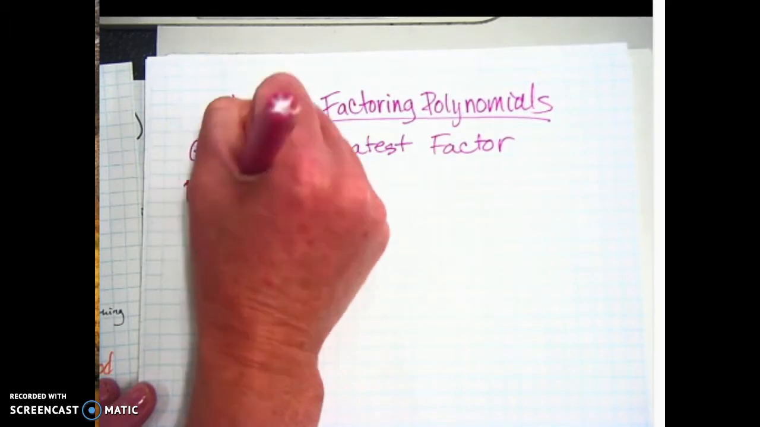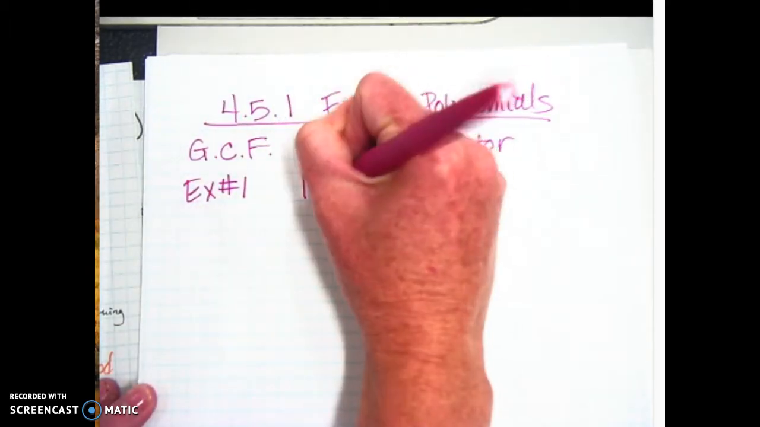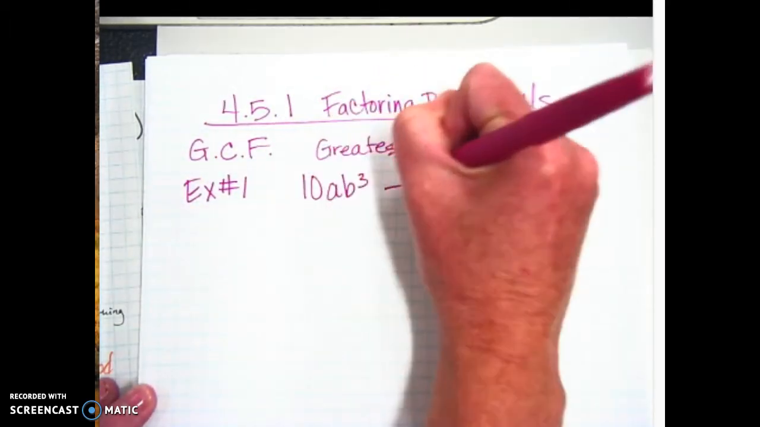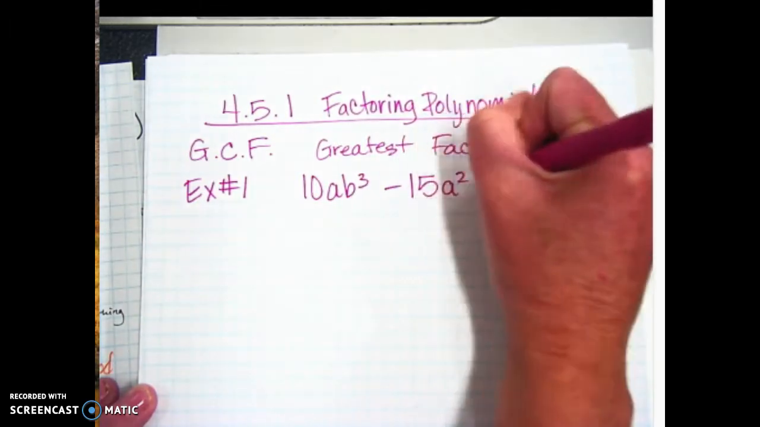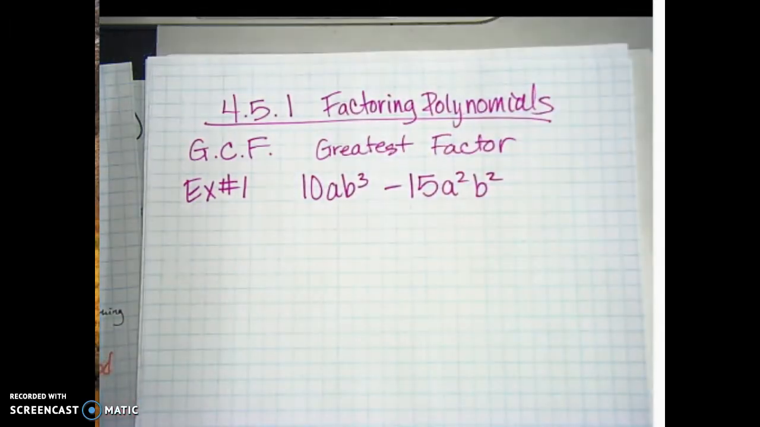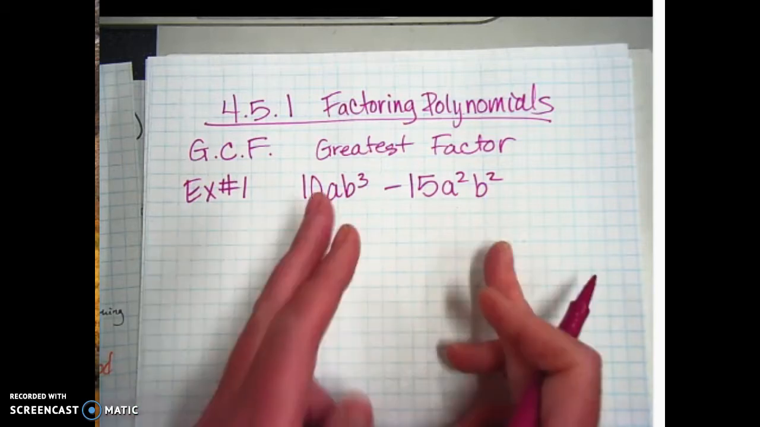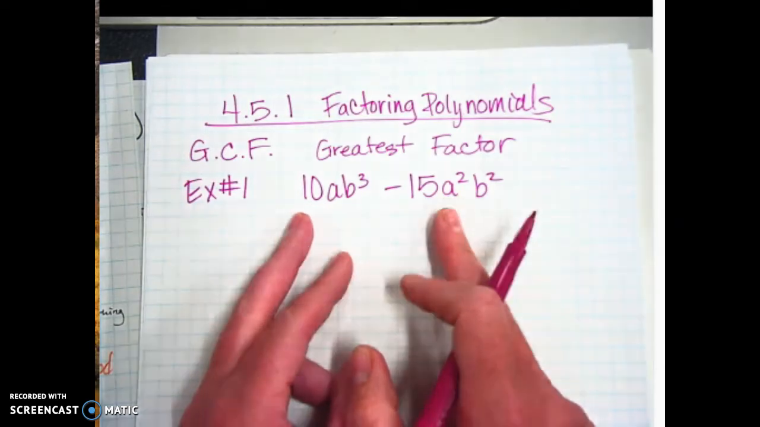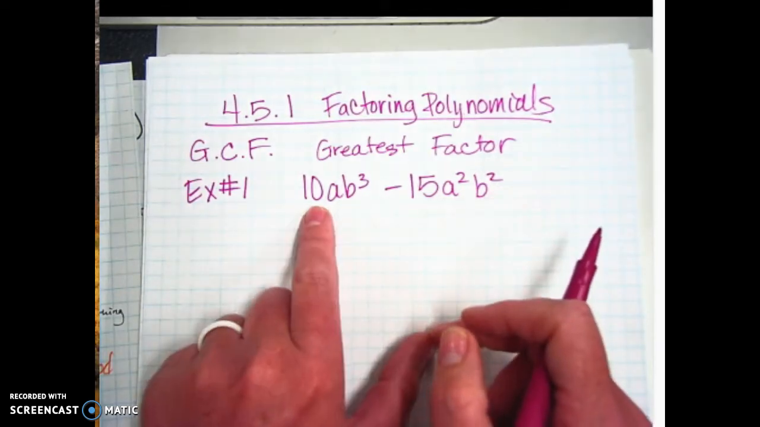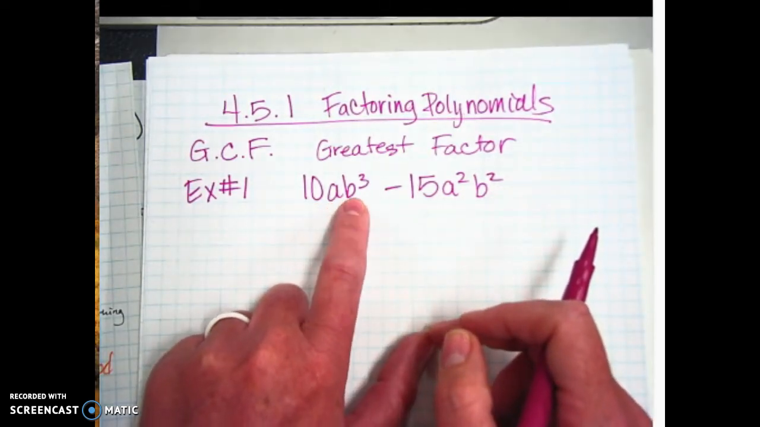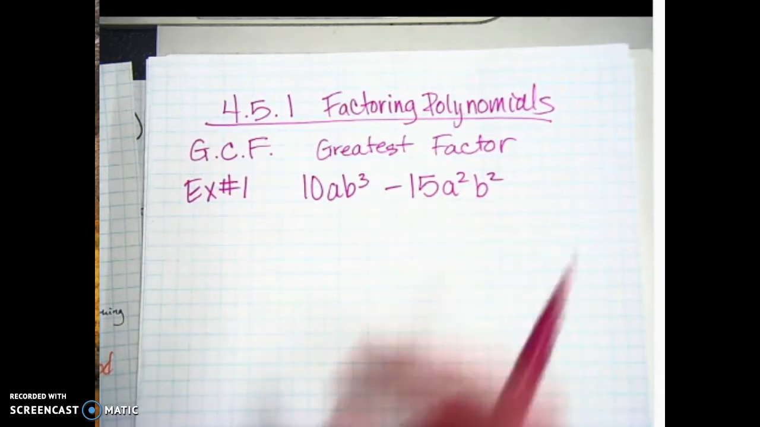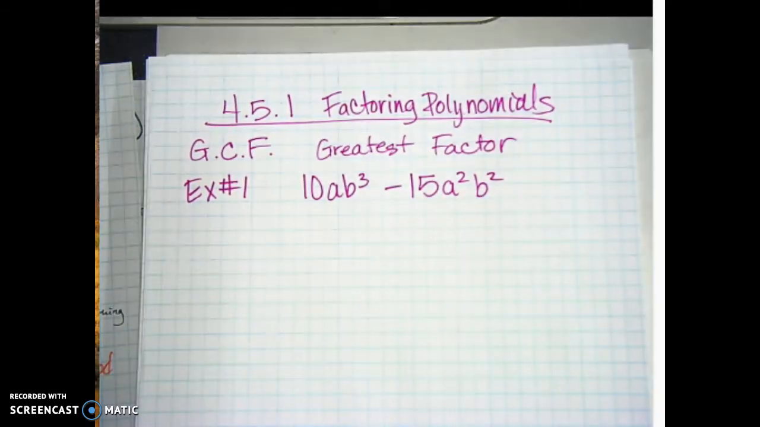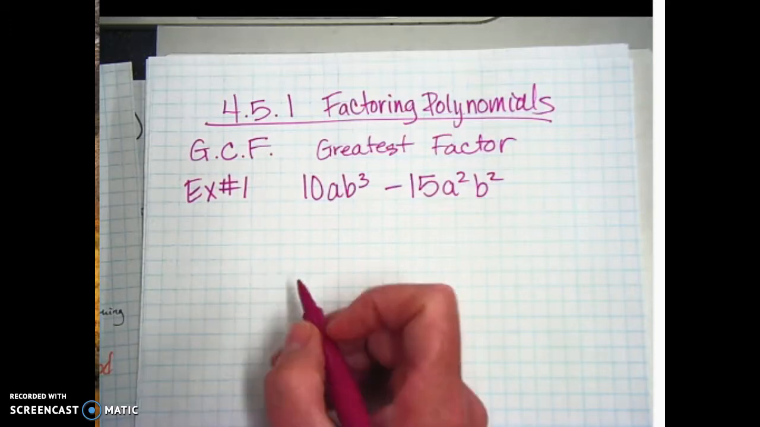Example number 1. Probably going to have a GCF, right? For example number 1, we have 10ab cubed minus 15a squared b squared. So you're going to look at both of those terms and see what is the greatest factor that goes into both of them. Not just the numeric part, but also the algebraic part. It has to be the same variable, but what's the largest exponent that would go into each of them?